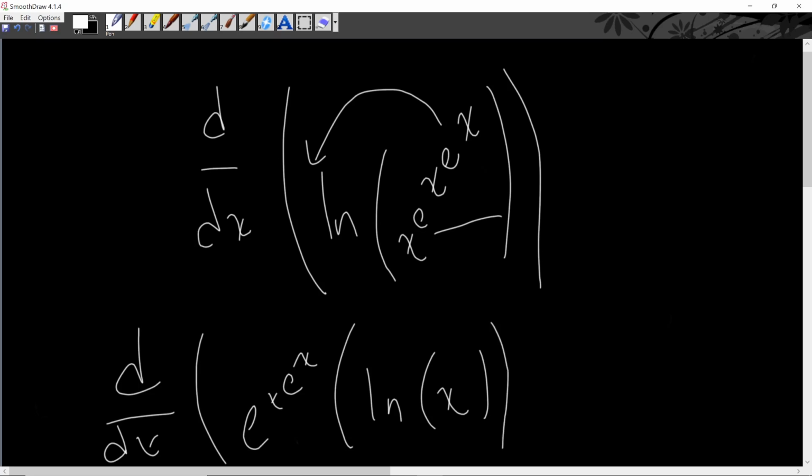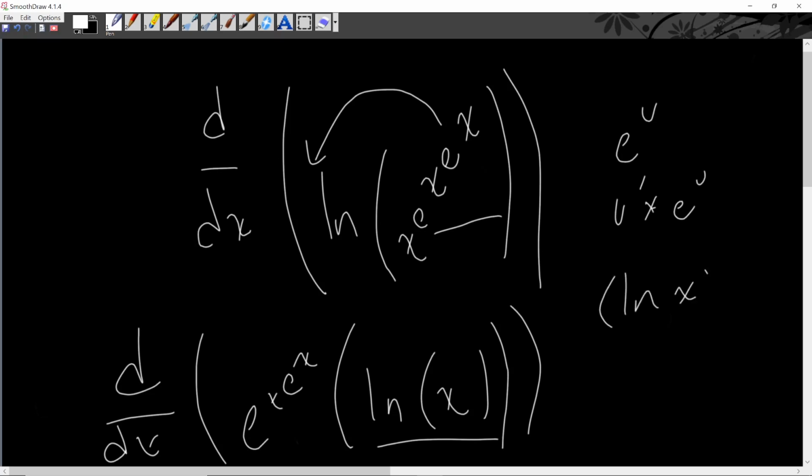Already, you might be saying, okay, that's not too bad, and that's what I want you to say, because you know the derivative of ln x, you know the derivative of e to the u, hopefully, and that is u prime times e to the u, and the derivative of ln x is equal to 1 over x. So automatically, you might be seeing that there's stuff that we can do.